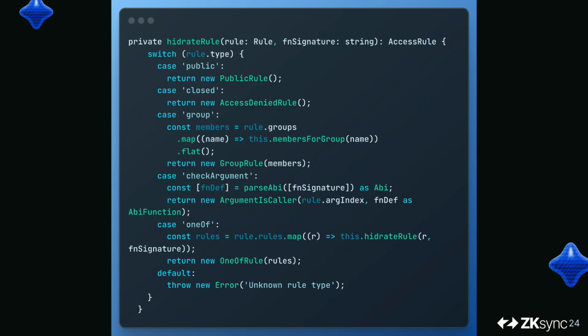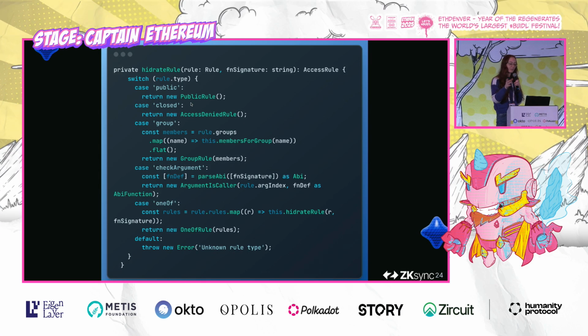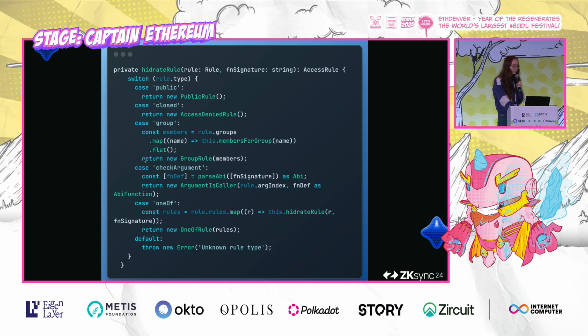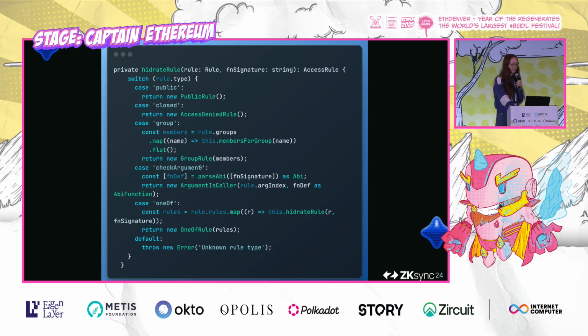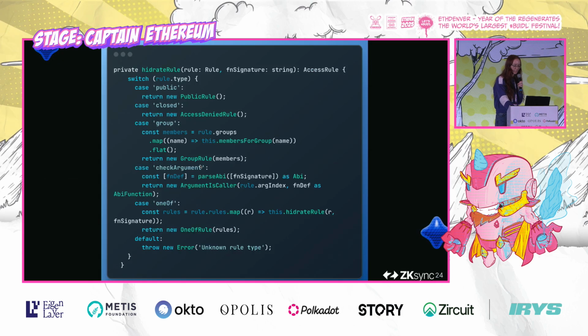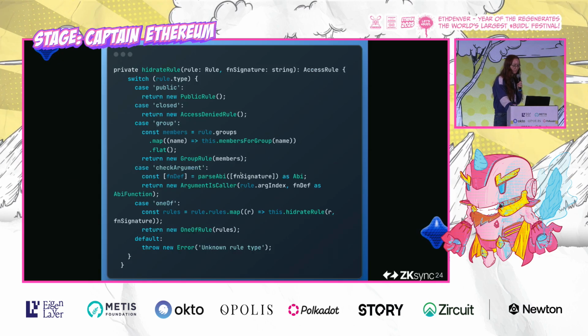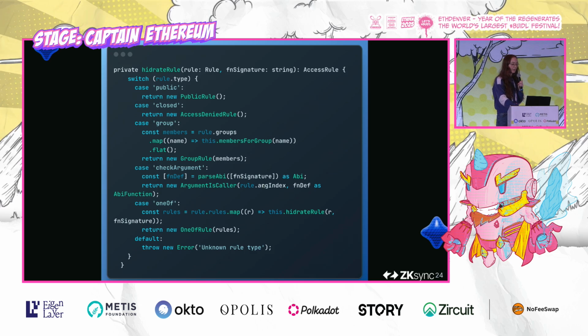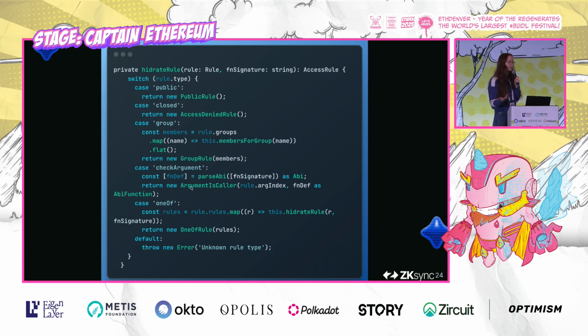And then this is what's happening in the background here: the RPC layer is just cycling through these config rules and assigning different handlers to the responses. So if it's public, it will create this public rule. If it's this check argument constraint, which we had here, then it will parse that function signature, pull out that argument, and check that the argument is equal to the caller.